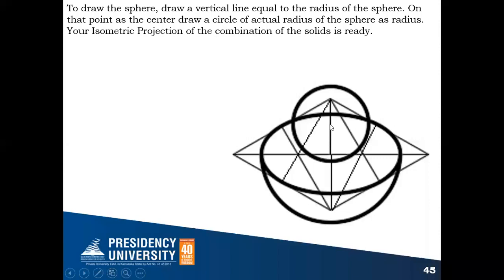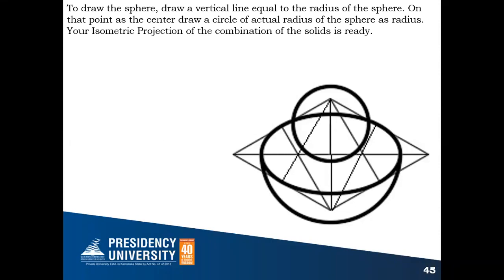Now, the actual radius of the sphere. Once again, I'll repeat this every time: only for the sphere, you have to take the actual dimension in the isometric position. For the rest of all the dimensions, you have to take isometric length only. So, after getting this height, now this as the center, the actual radius of your sphere, you take and draw the circle like this. So if you do this, this completes the combination of your solid, wherein above the hemisphere the sphere is placed exactly at the center.